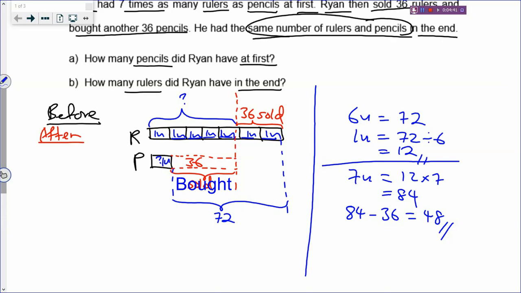When I see the same number, or equal number, then I will have the dotted line, which is very important in model drawing lessons. Alright, so let's go on to question number 2.